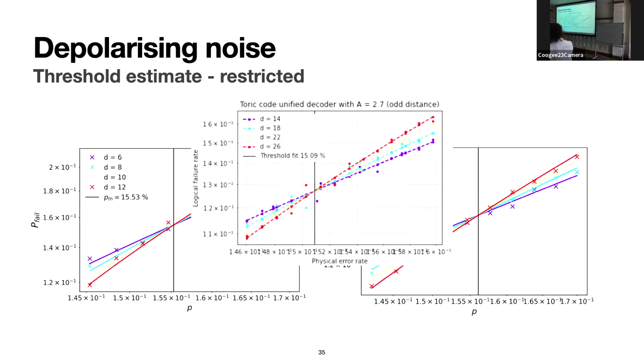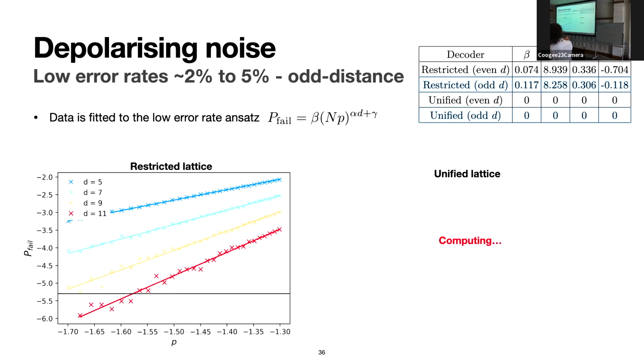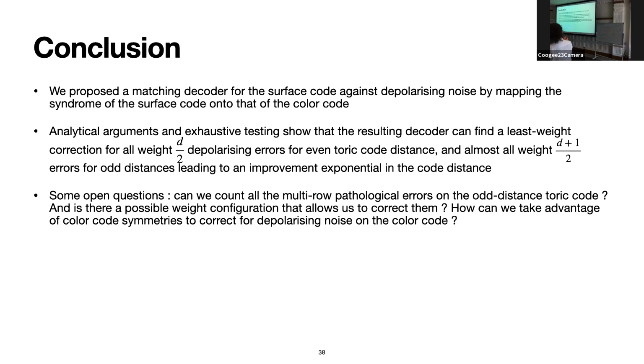This is also restricted. This is a pretty bad threshold fit, but it needs more data. For the toric code. And yeah, these are missing, but they will come.